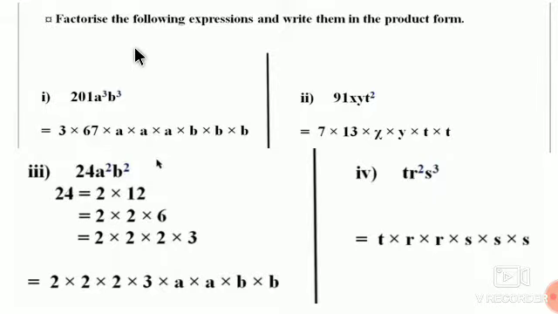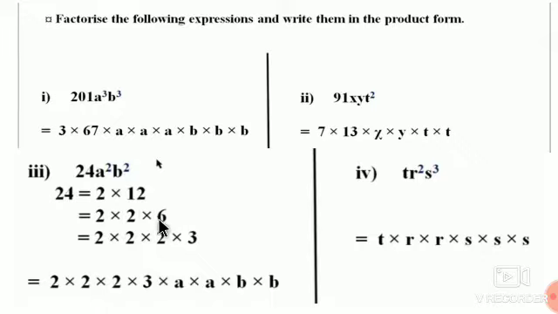Question number 1. Factorize the following expressions and write them in the product form. First is 201 a cube b cube. But before that we will take this third example, 24a square b square. To write the factors of 24 is very easy. Orally you can write down 12 2s are 24. But 12 is not a prime number. Until you get the prime numbers, you have to factorize it.